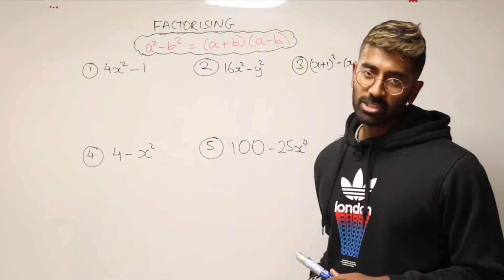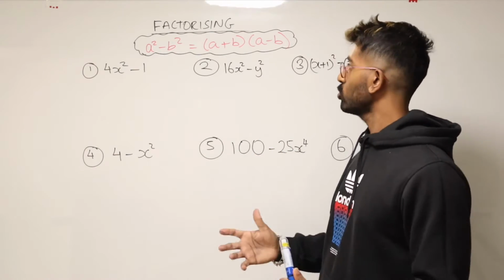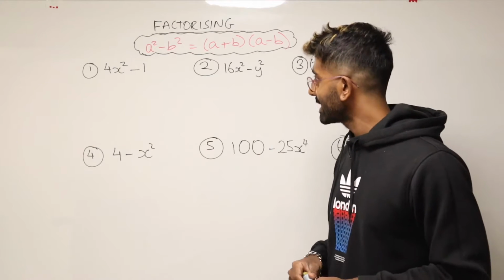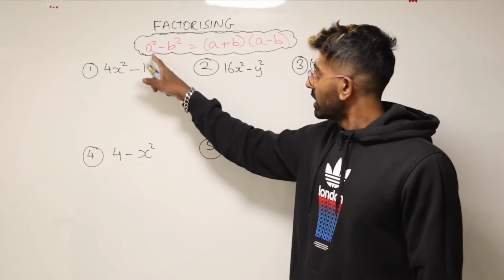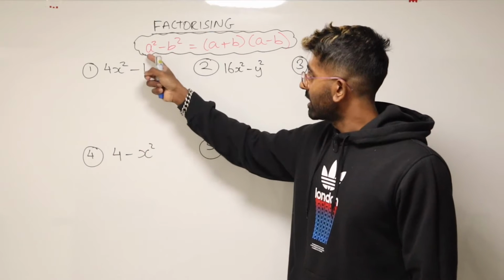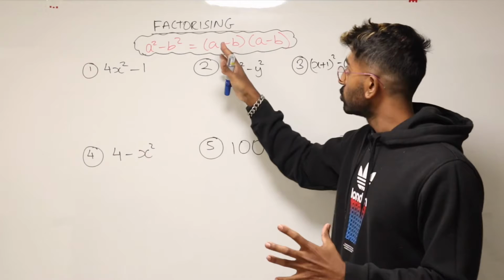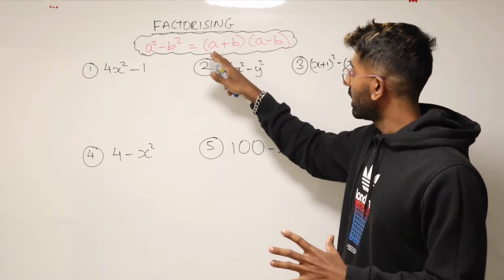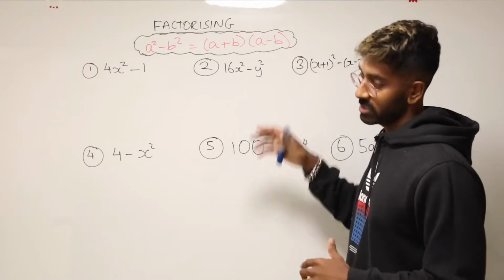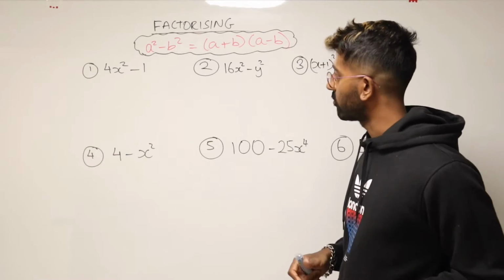Now we're looking at more factorizing, but this time we're going to look at something special. It's called the difference of two squares. And so that tells us this. If we've got an expression that's written as a squared minus b squared, that can be factorized into two brackets that are a plus b and a minus b. Okay, so you would have seen that hopefully before.